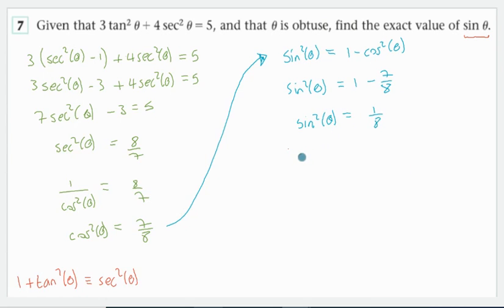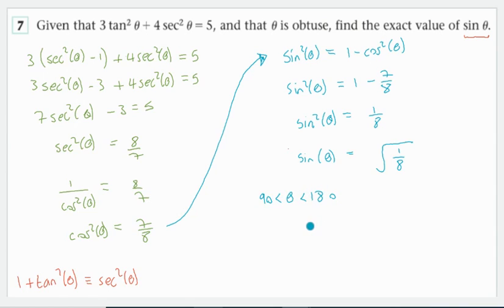Therefore, sine of theta is equal to the square root of 1/8. The question is, is it the positive square root or is it the negative square root? That's the one that we need to figure out. And we know that theta is obtuse. So obtuse means between 90 and 180 degrees. So 90 is less than theta, which is less than 180 degrees.